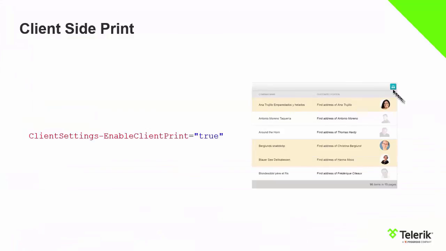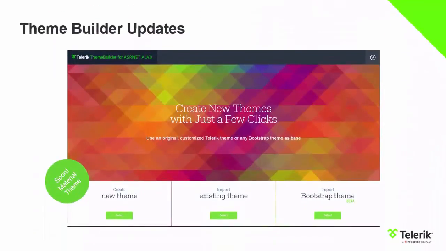To enable this feature on your grid, just set the client setting Enable Client Print Value to True. We've also updated the Theme Builder. Theme Builder now enables you to style controls that were previously missing, including Cloud Upload, Gantt, Media Player, Lightbox, Spreadsheet, Wizard, and more.